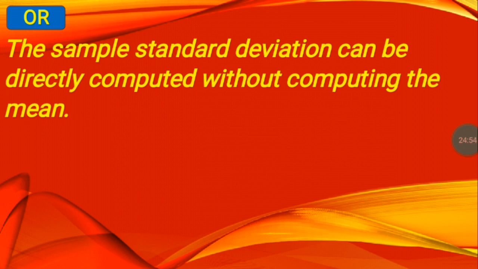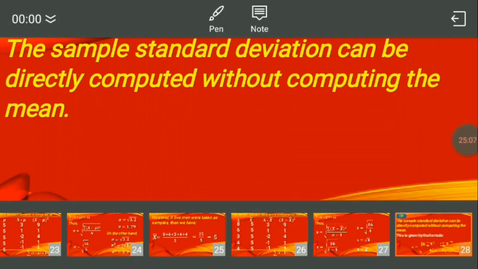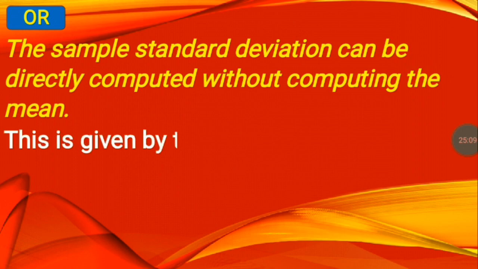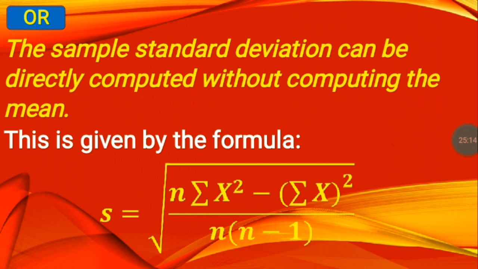Okay. Or the sample standard deviation can be directly computed without computing the mean. So it is an alternative way of solving for the sample standard deviation without computing the mean. Now this is the formula. So this is given by the formula: the sample standard deviation is equal to the square root of n times the summation of x squared minus the summation of x quantity squared, all over n times the quantity of n minus 1. So as you can see in the formula, there's no mean.